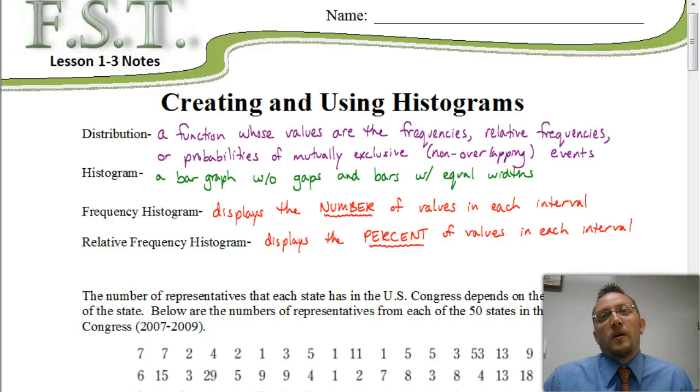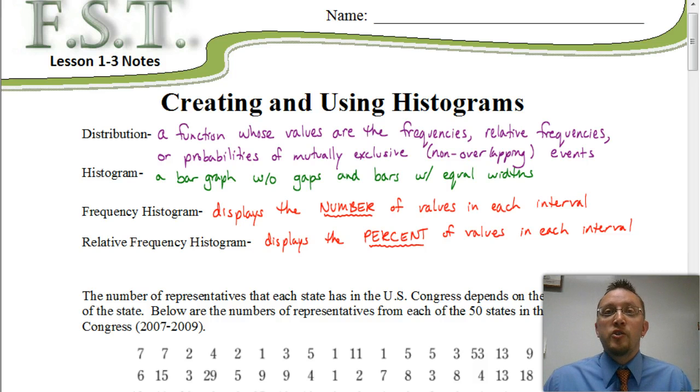Well, welcome. In this video, we're going to be looking at Lesson 1.3. Lesson 1.3 is all about creating and using histograms. So we're going to learn how to create a histogram, and not only that, but how to use that histogram to be able to make conclusions based on the graph.